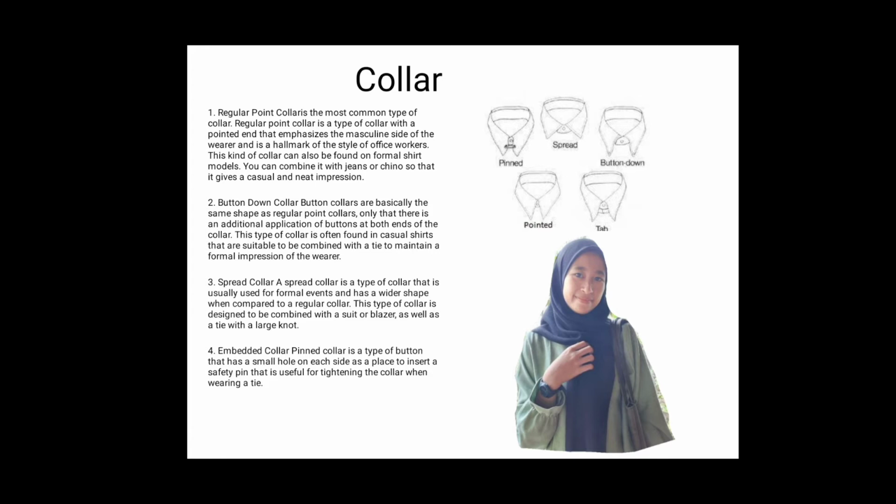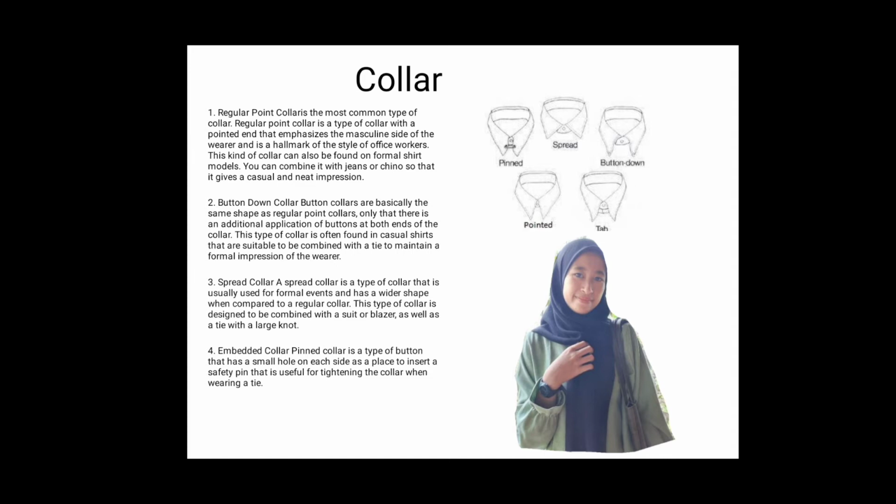The first is regular point collar. Regular point collar is the most common type of collar. It is a type of collar with a pointed end that emphasizes the masculine side of the wearer and is a hallmark of the style of office workers. This kind of collar can also be found on formal shirt models. You can combine it with jeans or chinos so that it gives a casual and neat impression.